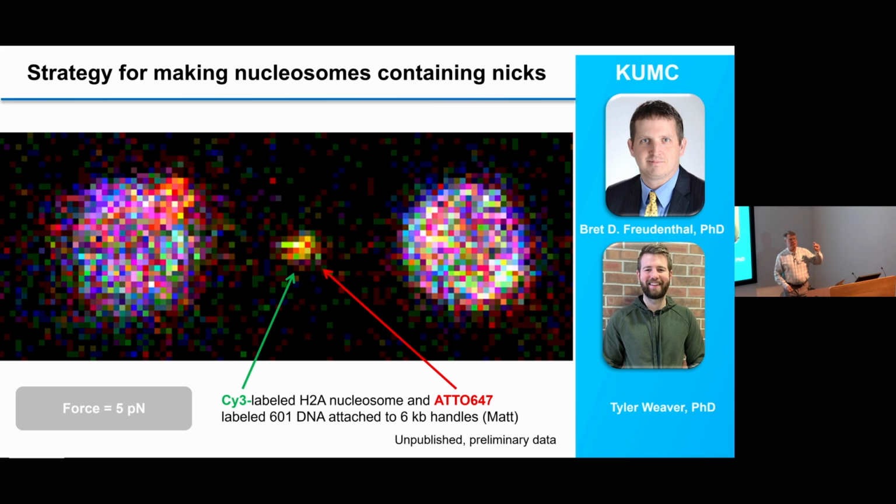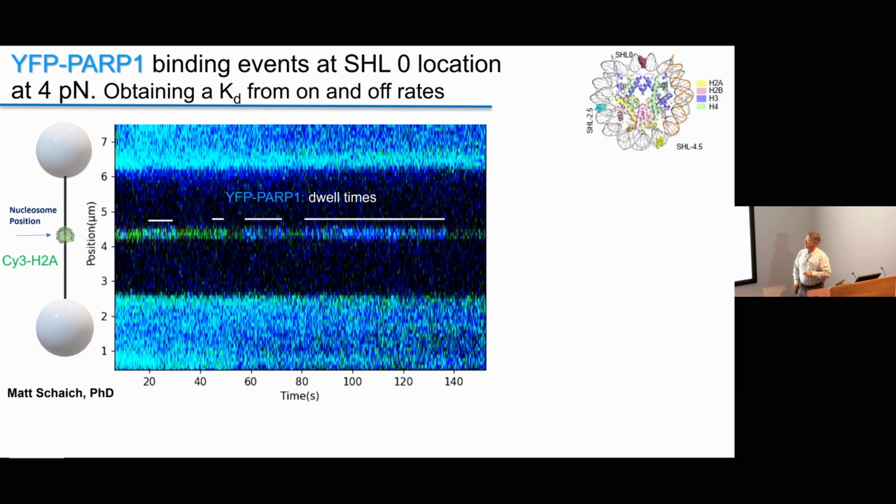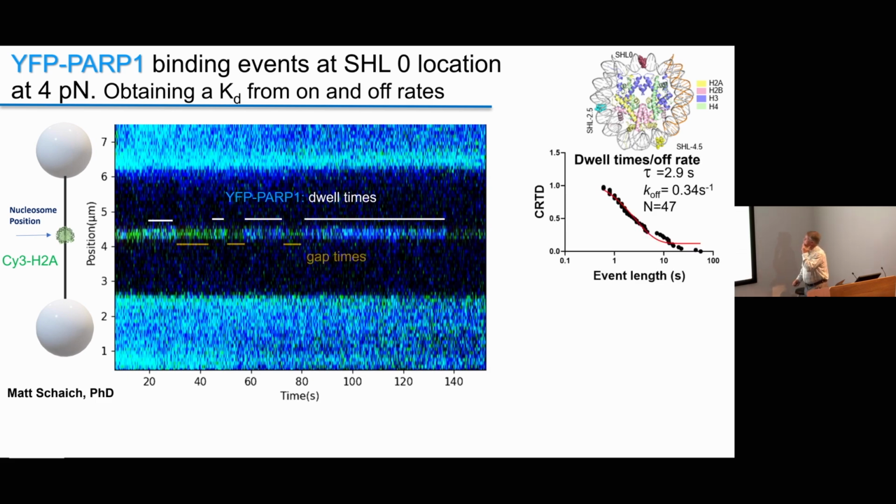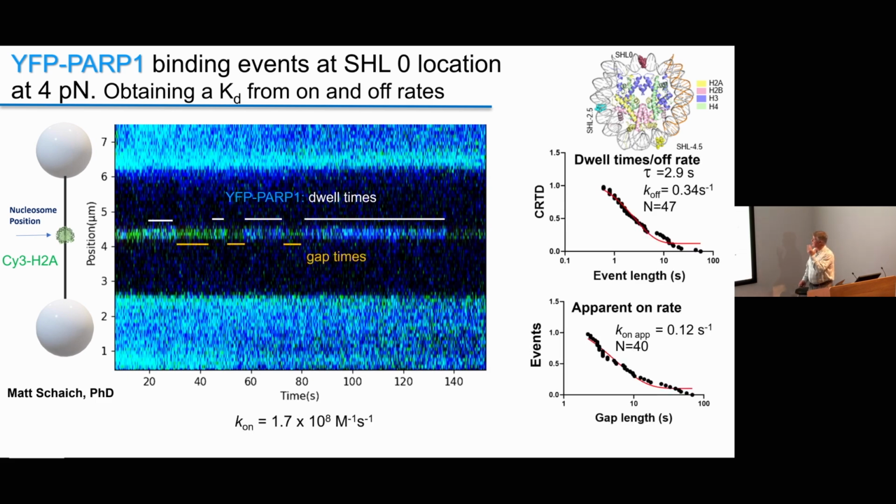So we also introduced nicks into the nucleosome. And so here we've nicked the nucleosome at just the dyad, and you can see that PARP, this is YFP PARP in this case, it's blue in the instrument. You can see that eventually the Psi3 photobleaches, but it bound directly to the nucleosome and nowhere else. And from that, we could get on and off rates. And from that, we could get a KD. And so it actually binds to a nick in a nucleosome with almost the same affinity as naked DNA.